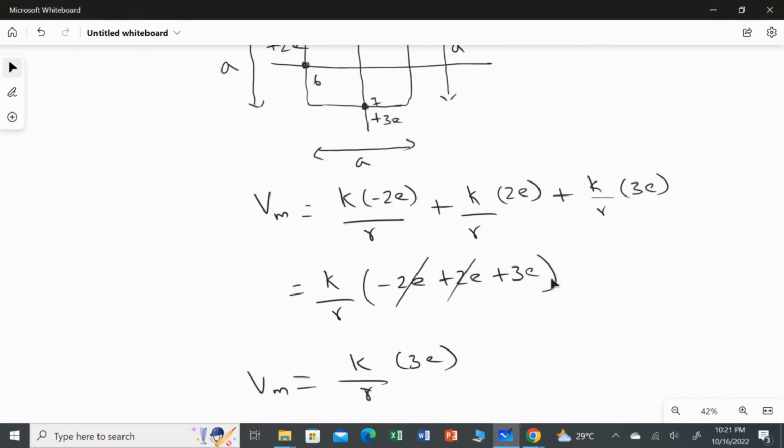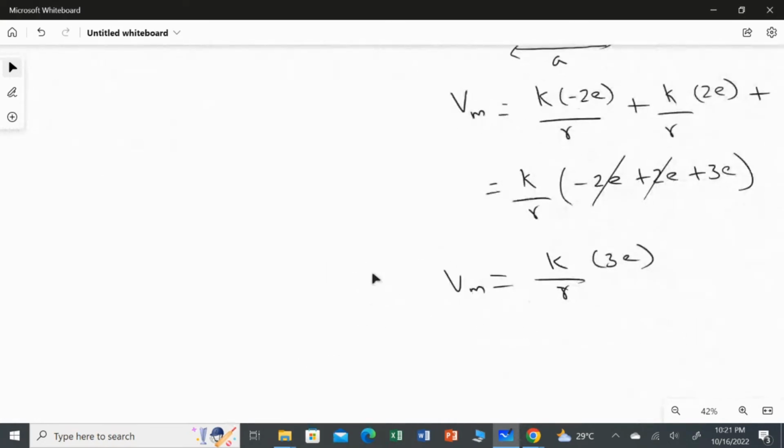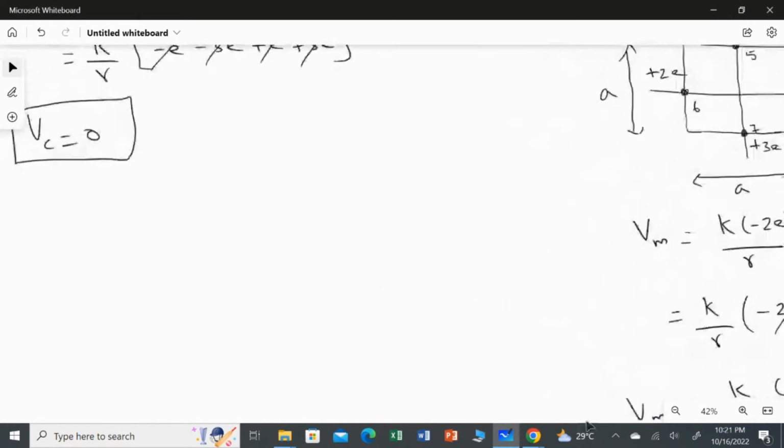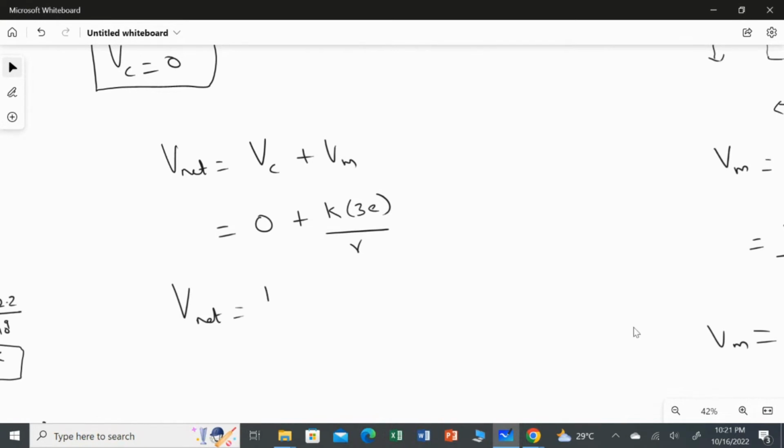I'm not going to substitute the value right now because in the final steps I'm going to substitute. That will be easy for us. Clear? So we got the value of the middle charges as K over R multiplied by 3E, and for the corner charge it's 0. So I'm going to find the net potential. Net potential is equal to corner charge plus middle charge potential. The corner charge potential is 0 and the middle charge potential is K multiplied by 3E over R. So the net potential here is K multiplied by 3E over R.